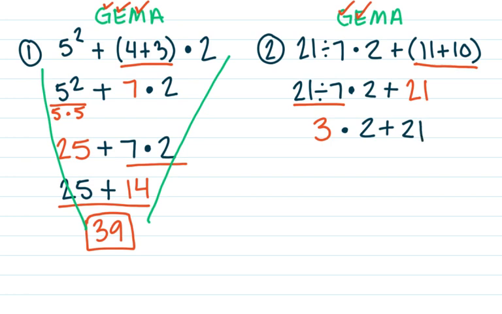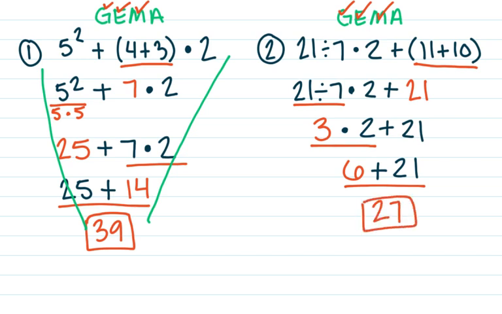Now, I still have some multiplication to take care of, so that's going to be my next step. 3 times 2 is 6. Again, I did not do anything to that plus 21 over there on the side. I am done with multiplication and division. I took care of all of it, and all I have left is this addition right here. So my final answer is going to be 27. Again, as you look at my math, it gets shorter and shorter as I go down, making like this upside down triangle shape. If you're doing things correctly, every step should lead you closer to the answer.